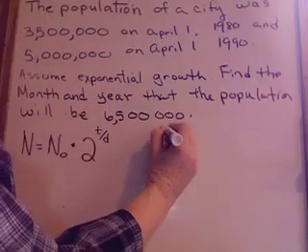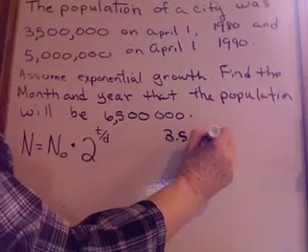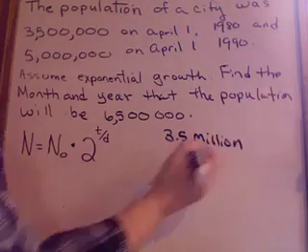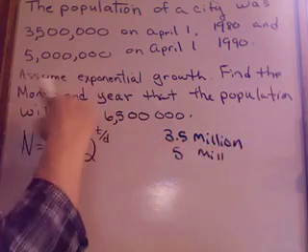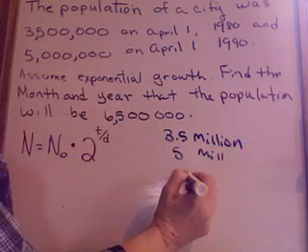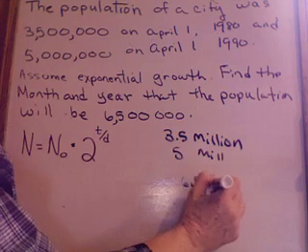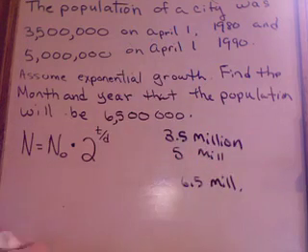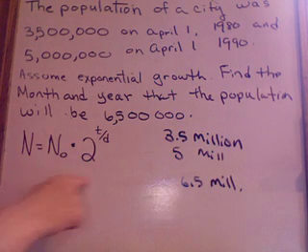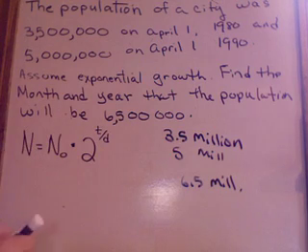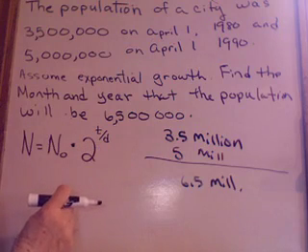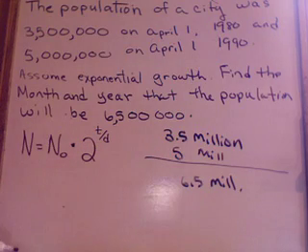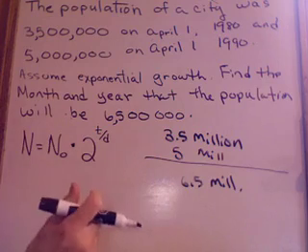I'm going to call the first one 3.5 million. I'm going to call this one 5 million. And then the population they want me to find the time to get to, we'll call that 6.5 million. And that will just save some of the numbers that we're writing. So now I'm going to use this formula. So let's use it with the given information first, because we need to find the doubling time so that we'll be able to find how many years it takes to get to 6.5 million.